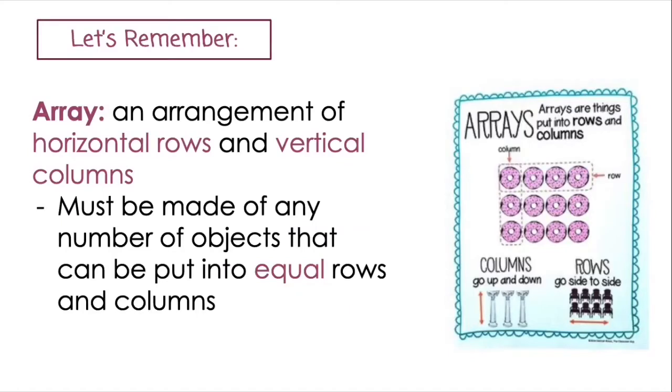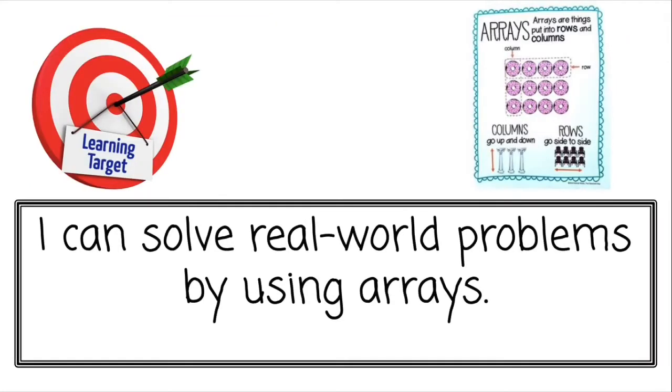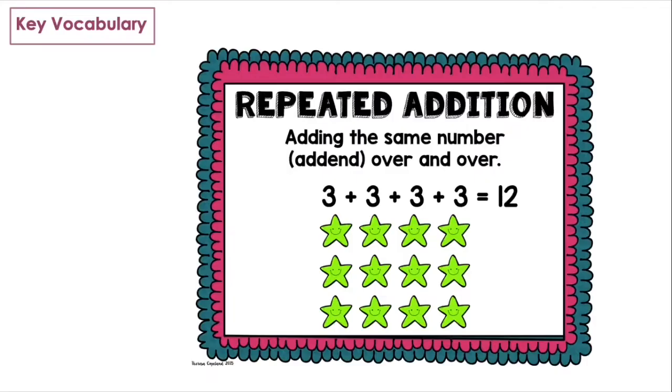Let's remember what we've talked about so far. We've talked about an array, which is an arrangement of horizontal rows and vertical columns. An array must be made up of any number of objects that can be put into equal rows and columns. Our I can statement is I can solve real-world problems by using arrays.